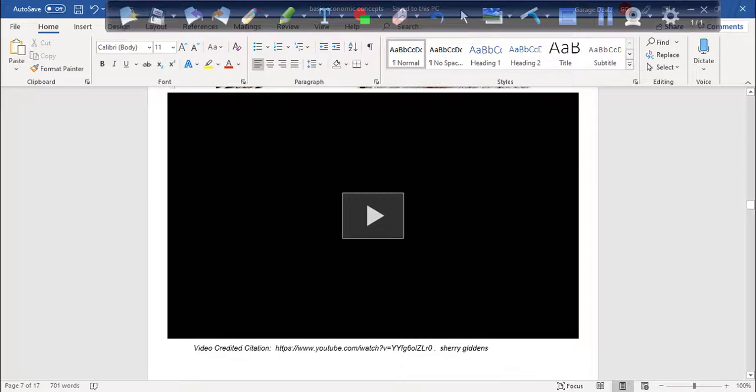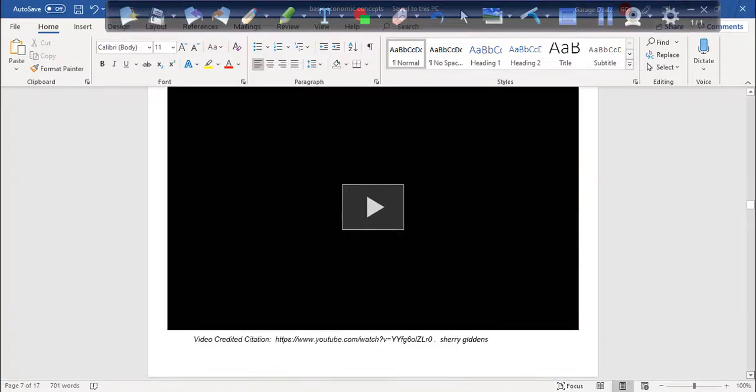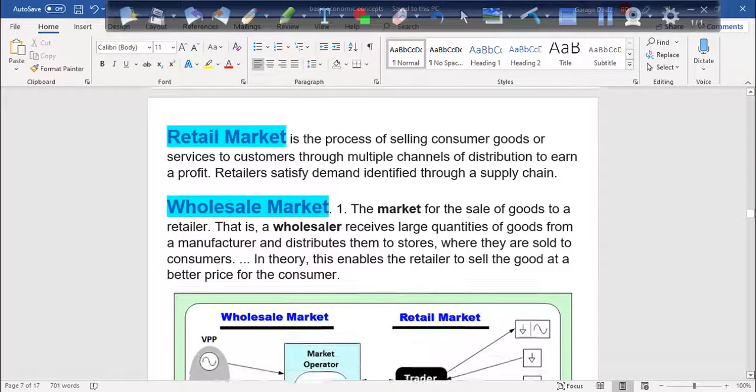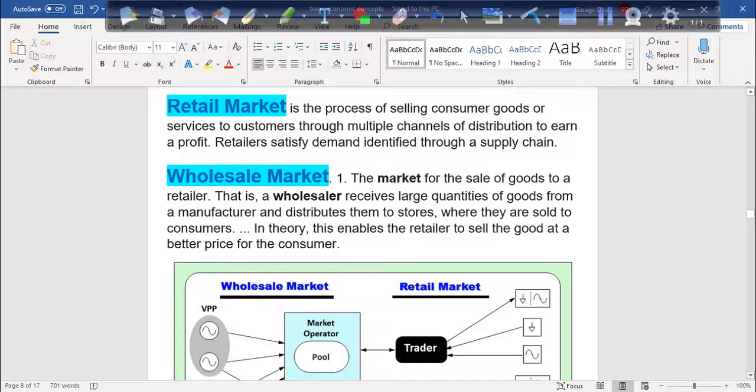Okay, so retail market versus wholesale market. We have a graphic here for you and some further definitions and explanations.